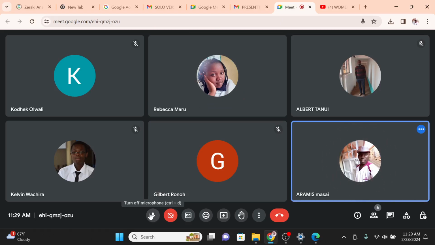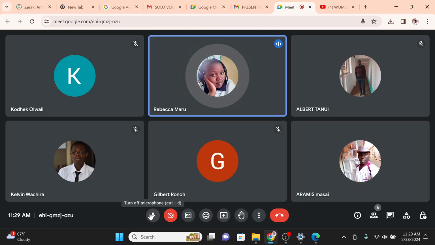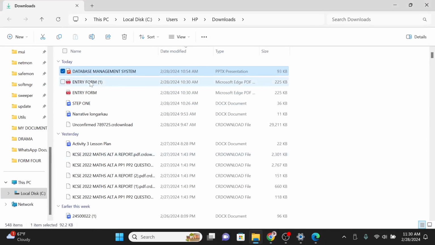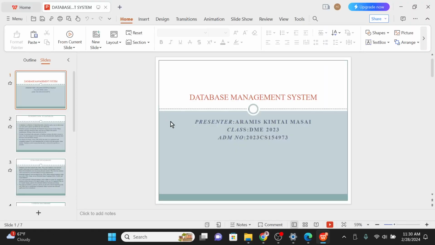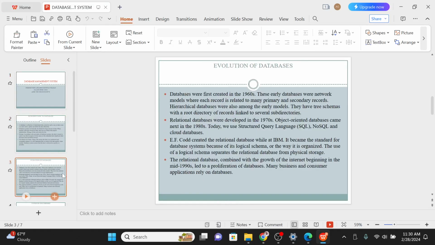Yes, hardware. The hardware are physical devices that are instructed by the software to function. Good. Then we have another thing called the procedure.